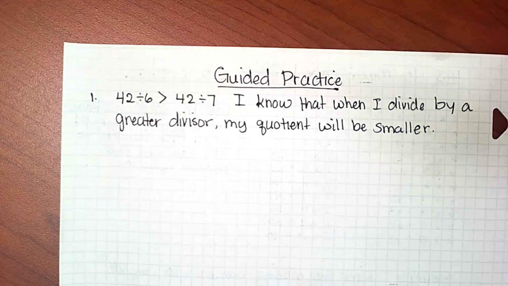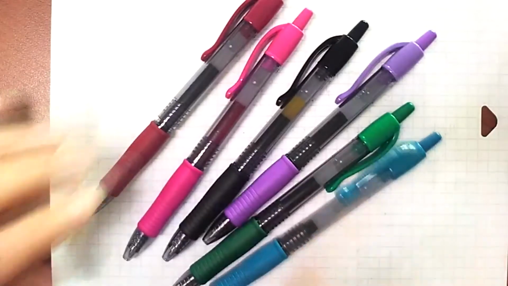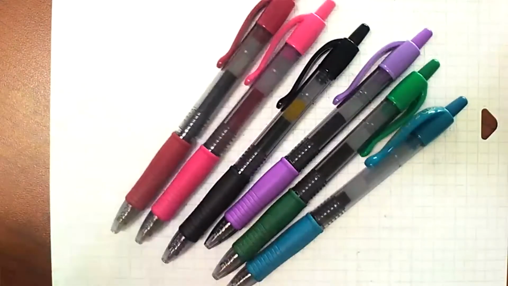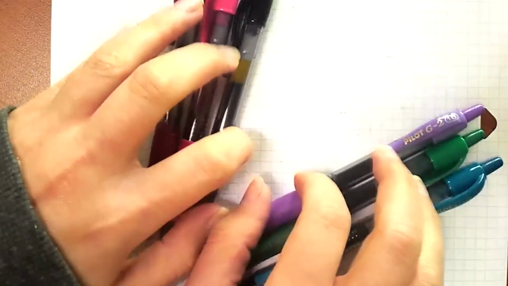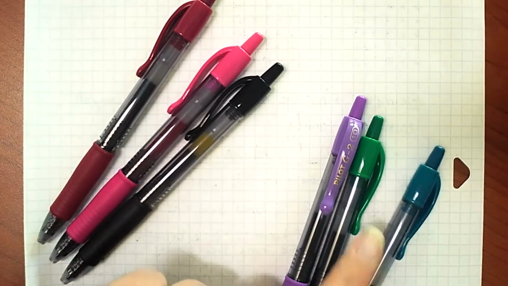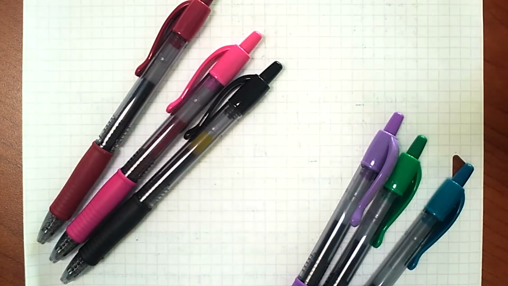Okay, and you can use anything as a tool to show how this works. So I'm going to show you with some of my pens. So if, for example, I have 6 pens over here, 1, 2, 3, 4, 5, 6, okay? And I want to divide them between 2 people. So I'm going to split them into 2 equal groups. If I split them into 2 equal groups, each person will get 3 pens, right? 1, 2, 3 here, 1, 2, 3 here. Now that would be if I was doing 6 divided by 2.